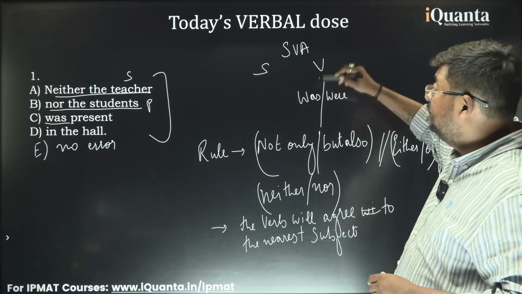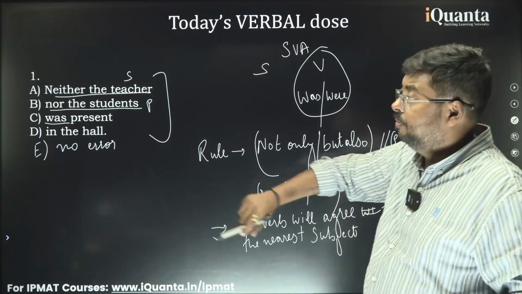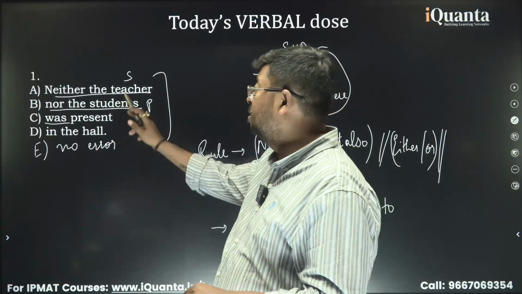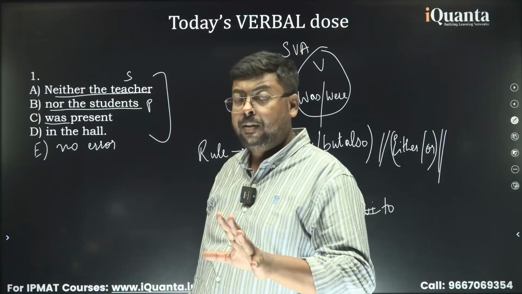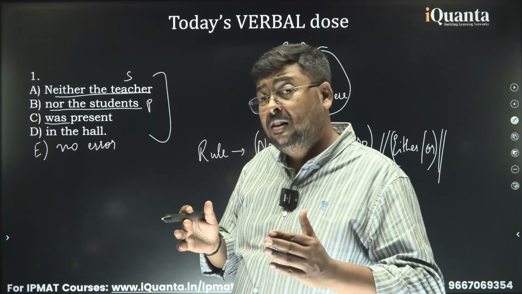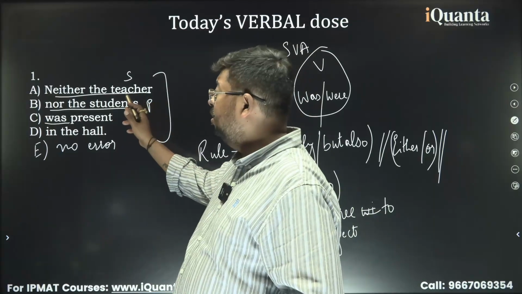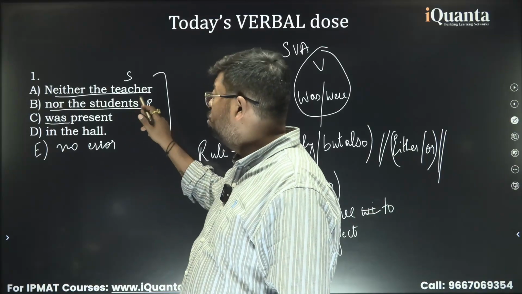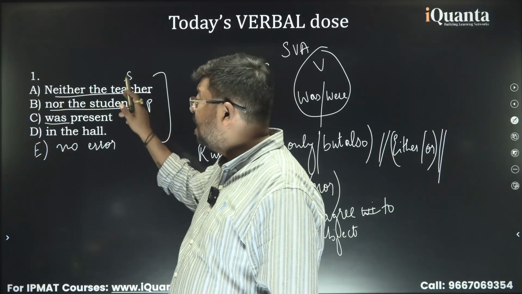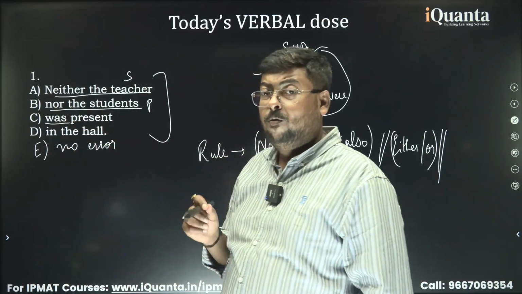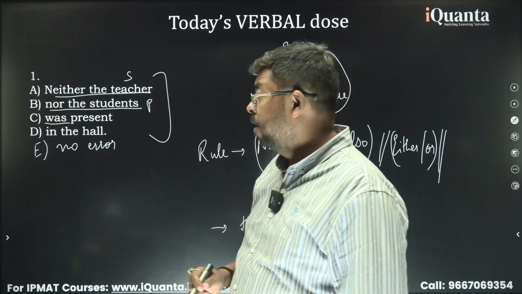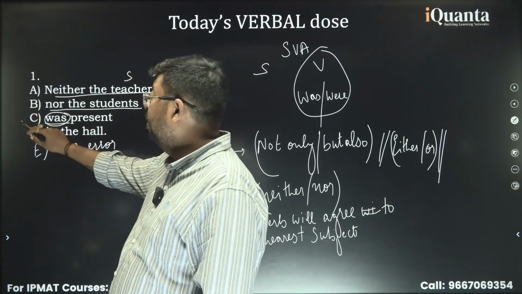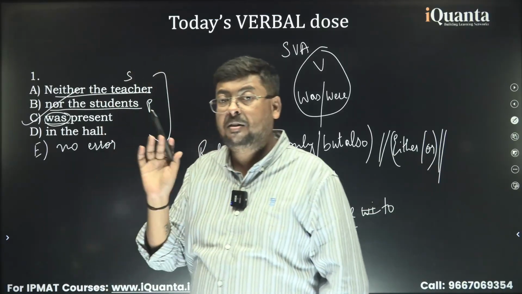Let's come back to this. The verb is was. How many subjects are there? Basically, two subjects are there. One is teacher, the other is students. Now, which one is written the nearest? Is it the teacher? No. It is the students, right? Because students is written out here, and as per students, was has to be were. So which means the problem is with was and the error is in part C.